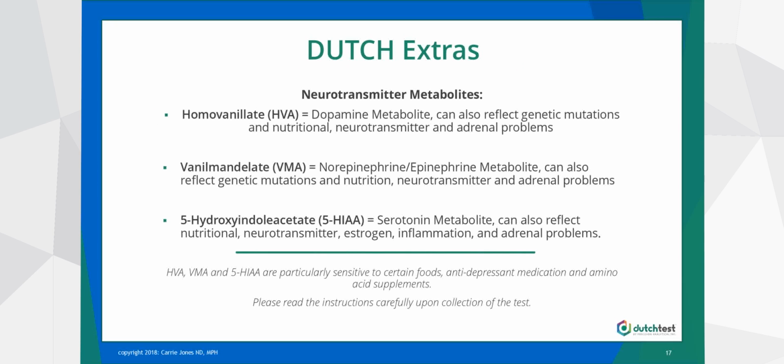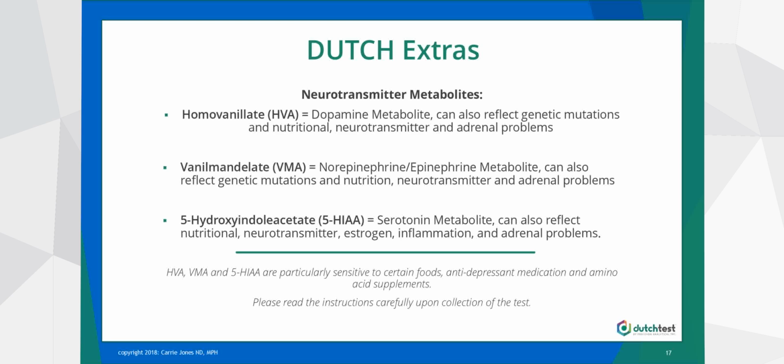Now, on top of that, we look at 3 neurotransmitter metabolites. We have HVA, which is a dopamine metabolite. And remember, it's not all about dopamine. It can reflect genetic mutations, nutritional issues, other neurotransmitter problems, adrenal problems. The same goes for VMA, which is a norepinephrine metabolite. And then there's 5-HIAA, which is a serotonin metabolite. And both VMA and 5-HIAA can also reflect nutritional, genetic, neurotransmitter, hormone, adrenal, what have you.